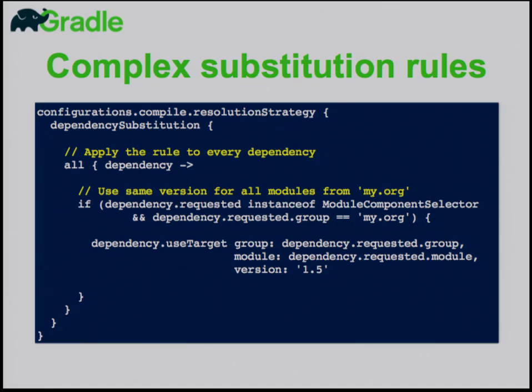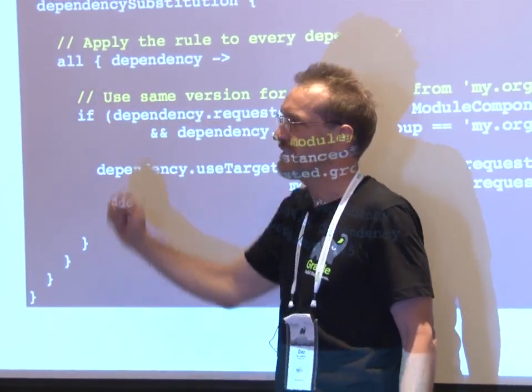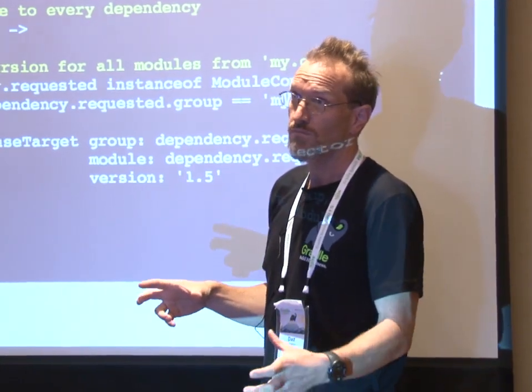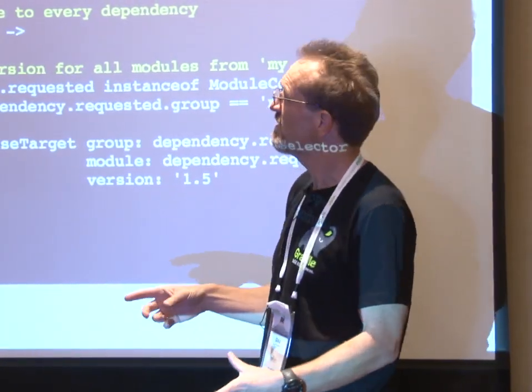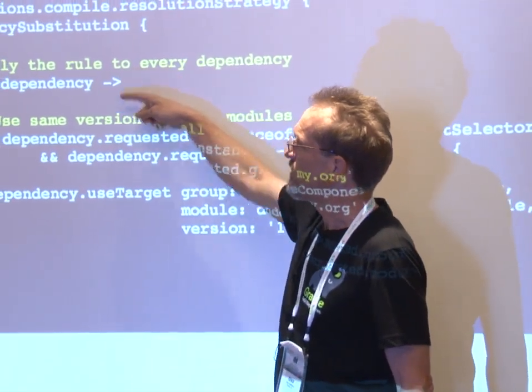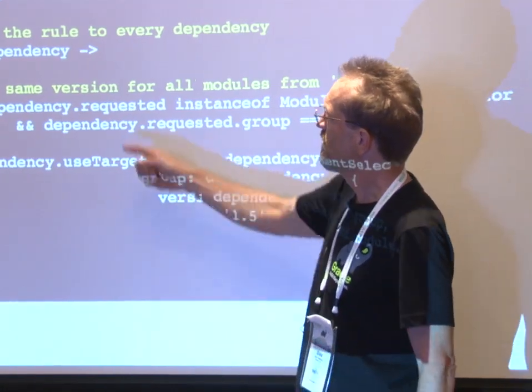So I'll just run through this because it's not necessarily clear. We've got a dependency substitution block the same way, and we're creating a single rule for this dependency substitution block. Now, the reason we use an all syntax here is because it's going to be consistent with our new model rules infrastructure. What we're saying is for every dependency that comes in, apply this rule. Okay, cool. So every dependency that's coming in, we're going to do some stuff.